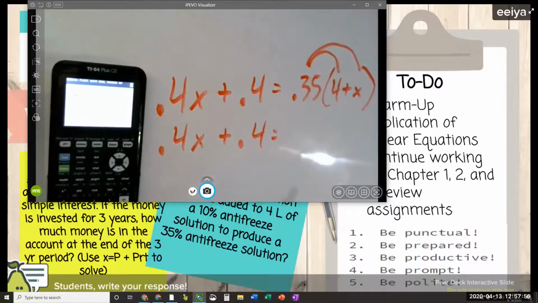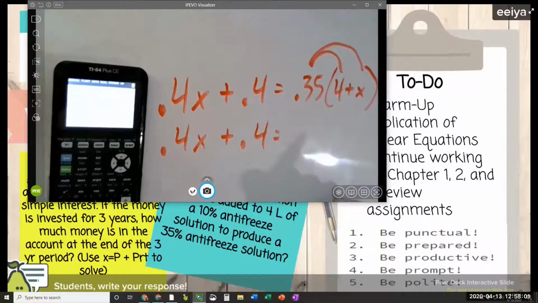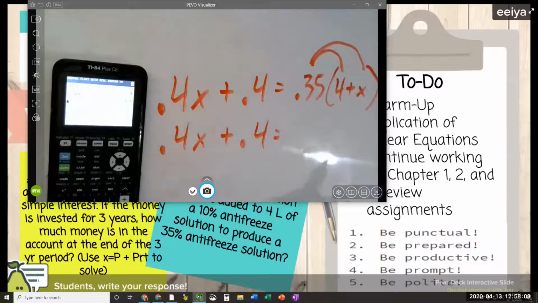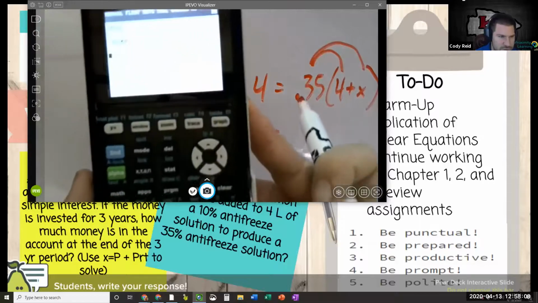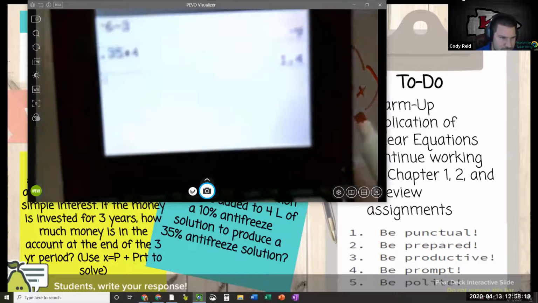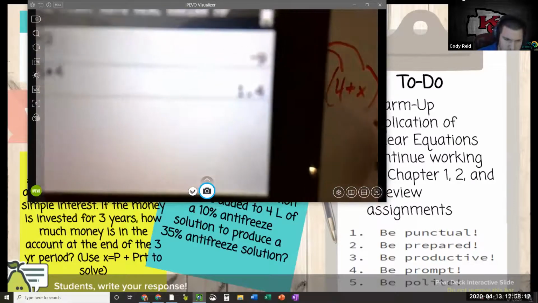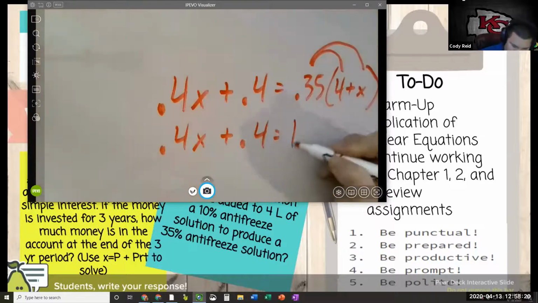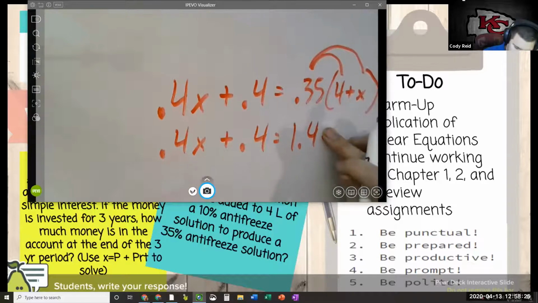And then, if the calculator will come through, I don't think it's going to come through right now, but there you go. So 0.35 times 4 gives us 1.4, plus 0.35x.